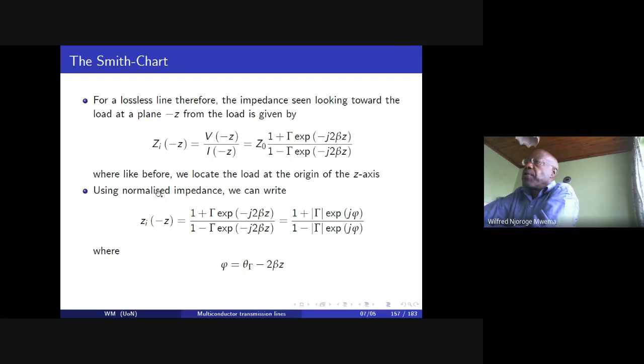When we use normalized impedances, we only need to divide through by Z0, and we get that the normalized input impedance at that point is given by 1 plus the modulus of gamma times the exponent of j phi, over 1 minus the magnitude of gamma multiplied by the exponent of j phi, where phi is defined as the phase angle of the reflection coefficient minus twice the electrical length at that particular point.